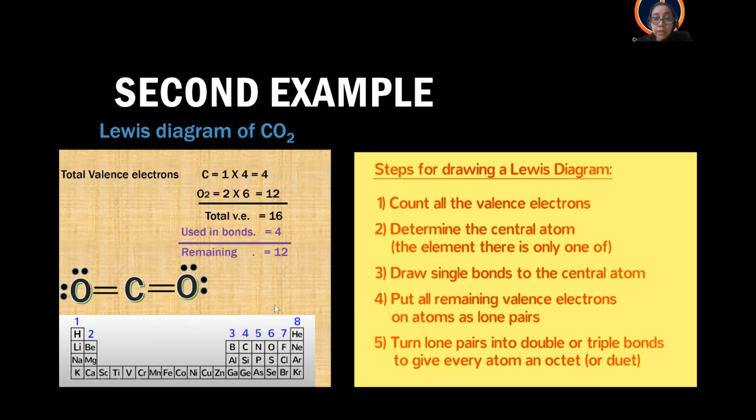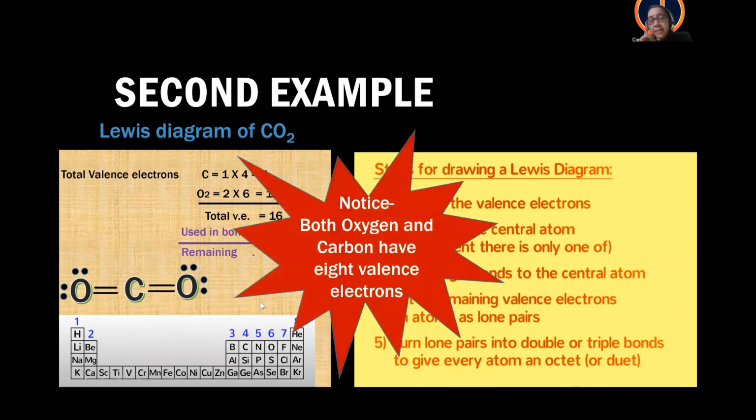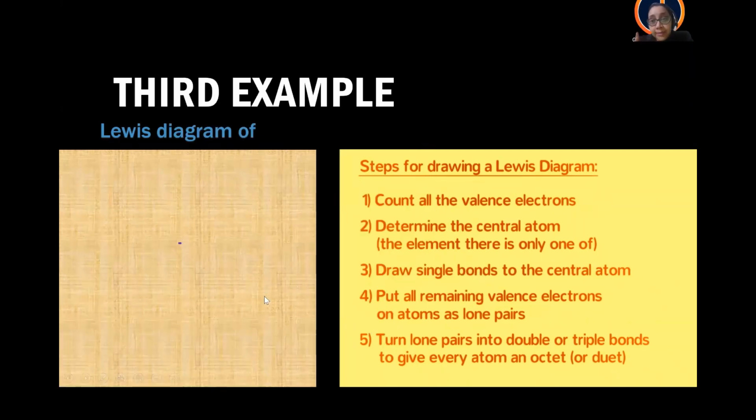Okay. So here we can now check, verify. You can see that carbon satisfies its octet as well as oxygen. Okay. Remember that that's the last step. We have to verify whether the elements satisfy the duet or the octet. So here carbon and oxygen have 8 valence electrons. Let's jump to the next question.